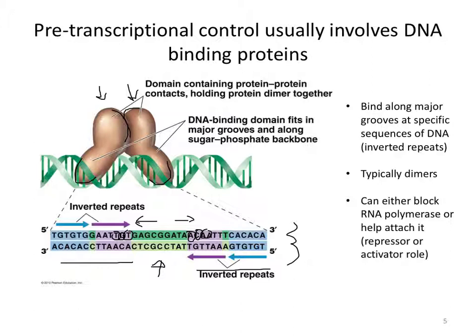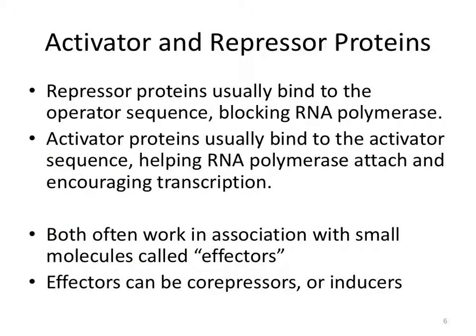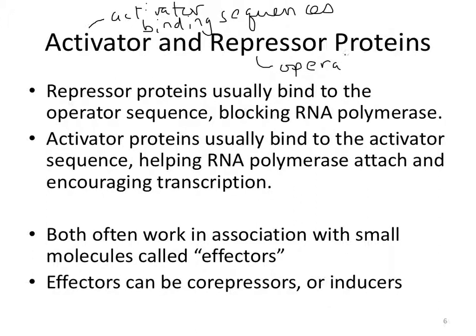These kinds of proteins can either block or promote the activity of RNA polymerase. Activator and repressor proteins bind to sequences on the DNA that are referred to as activator binding sequences or operators, respectively. So activators bind to activator binding sequences, and repressors bind to operator sequences, usually just referred to as operators.